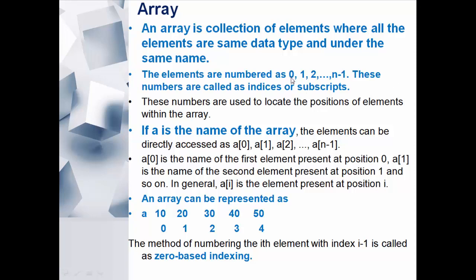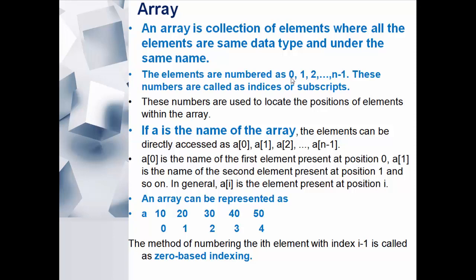If I take the array size as 5, so n is the array size, so n becomes 5. So 0 to n minus 1: my array size is 5, so 5 minus 1 is 4. So the array indices are 0 to 4. So the array index always begins from 0.